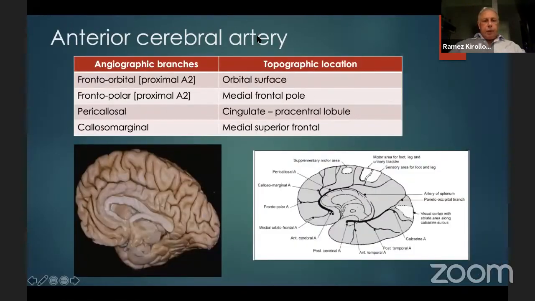The anterior cerebral is easier. We have already seen them. From the proximal A2s, you get a fronto-orbital branch going to the orbital surface of the frontal lobe, while the frontopolar goes to the frontal pole, and then you have the supracallosal segments, A3, A4, and A5. The callosomarginal is adjacent to the cingulate gyrus and supplies the superior frontal lobe. That's why this is a saddle area that gets blood supply from both MCA and ACA.